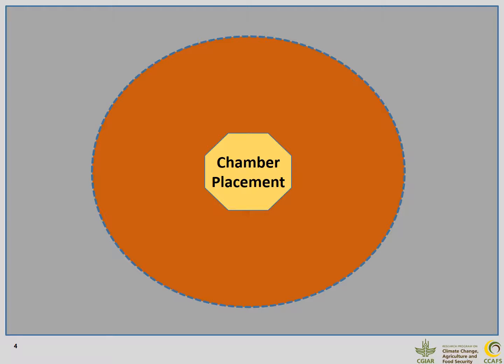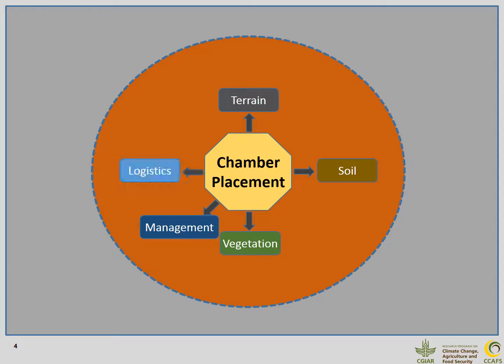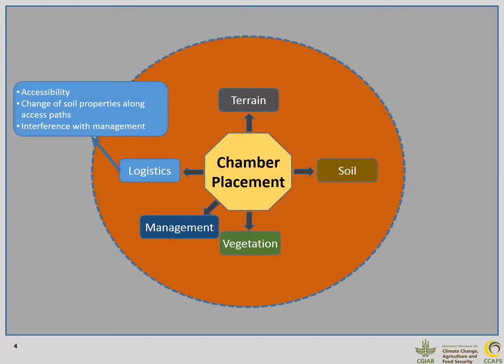Gas flux measurements using chambers are rather tedious. For that reason, we should be very careful to think about where to place our chamber in an experimental field to be representative for the given plot. Factors to consider here are terrain, the soil, vegetation, the management, and logistics. Logistics refers to accessibility. How do I finally access my chamber to do the flux measurements, and how will this finally affect properties or affect the management of the site itself?